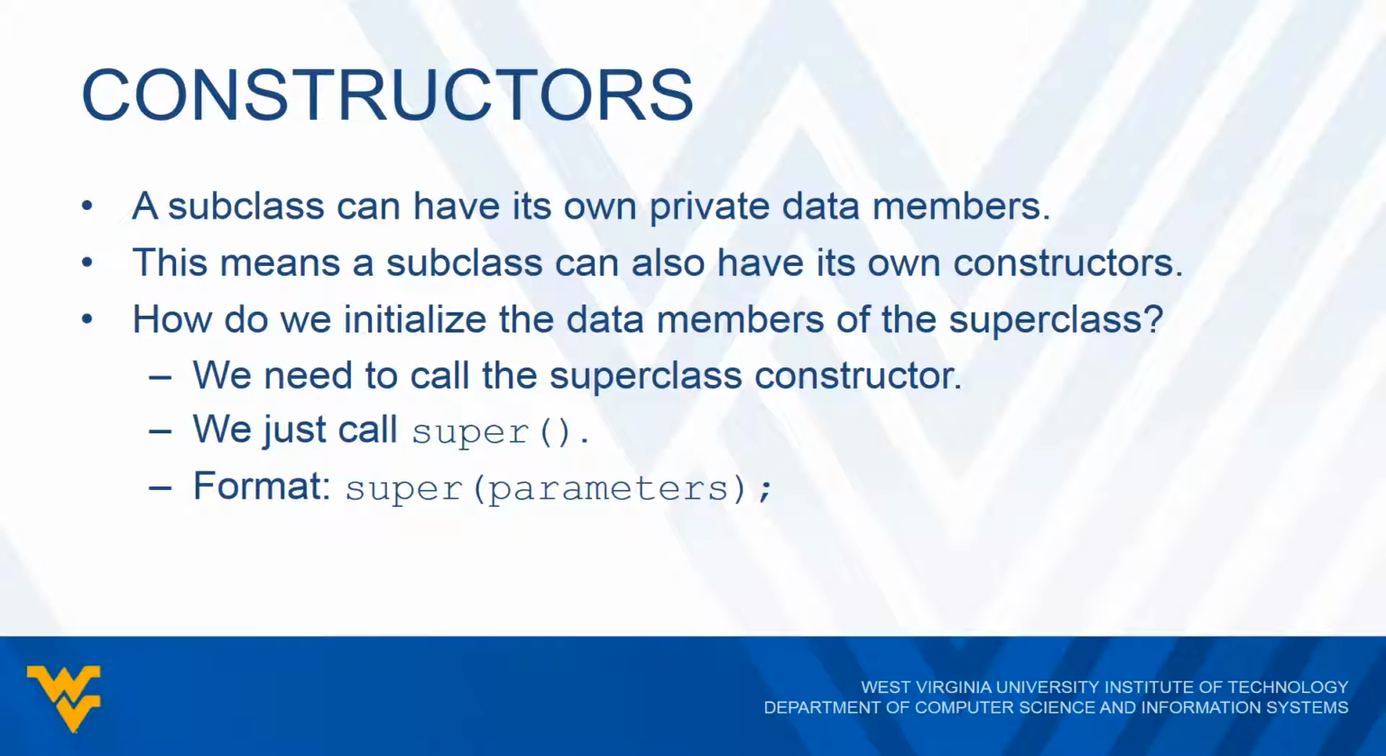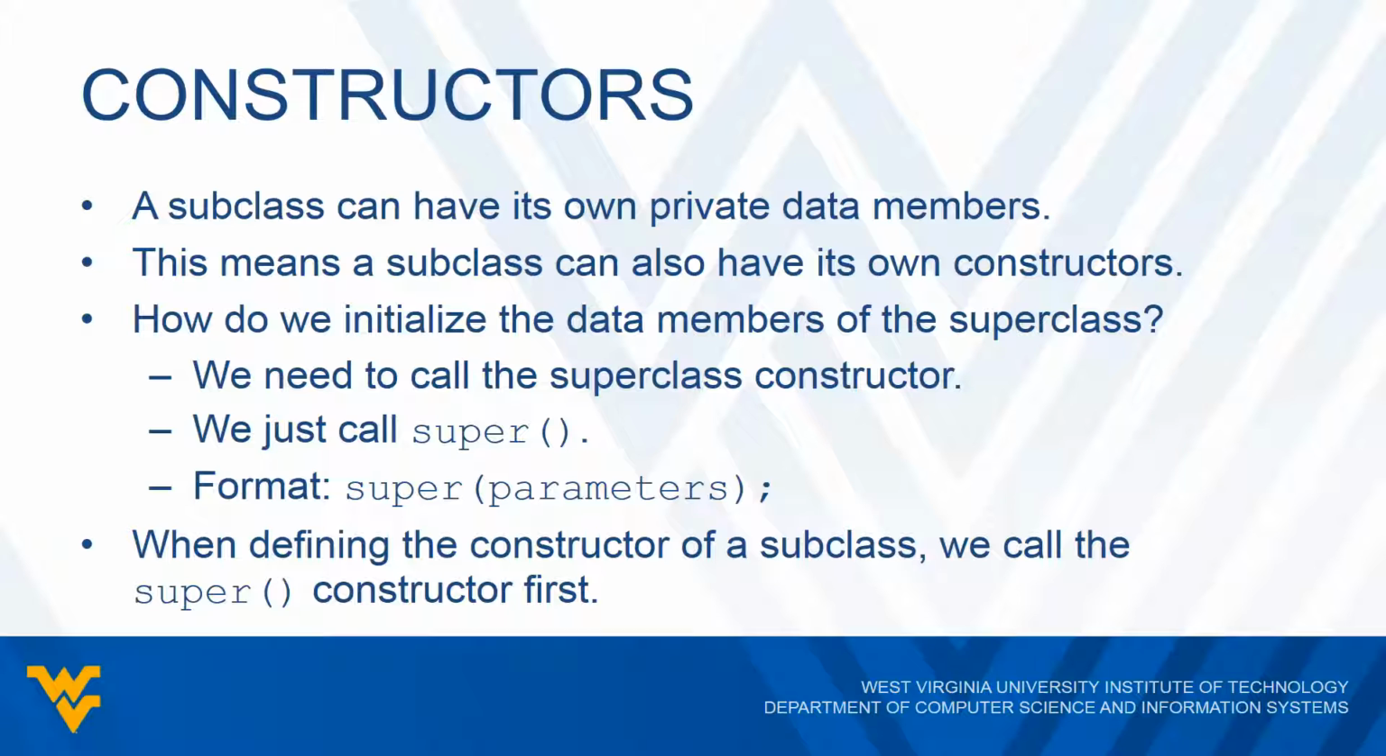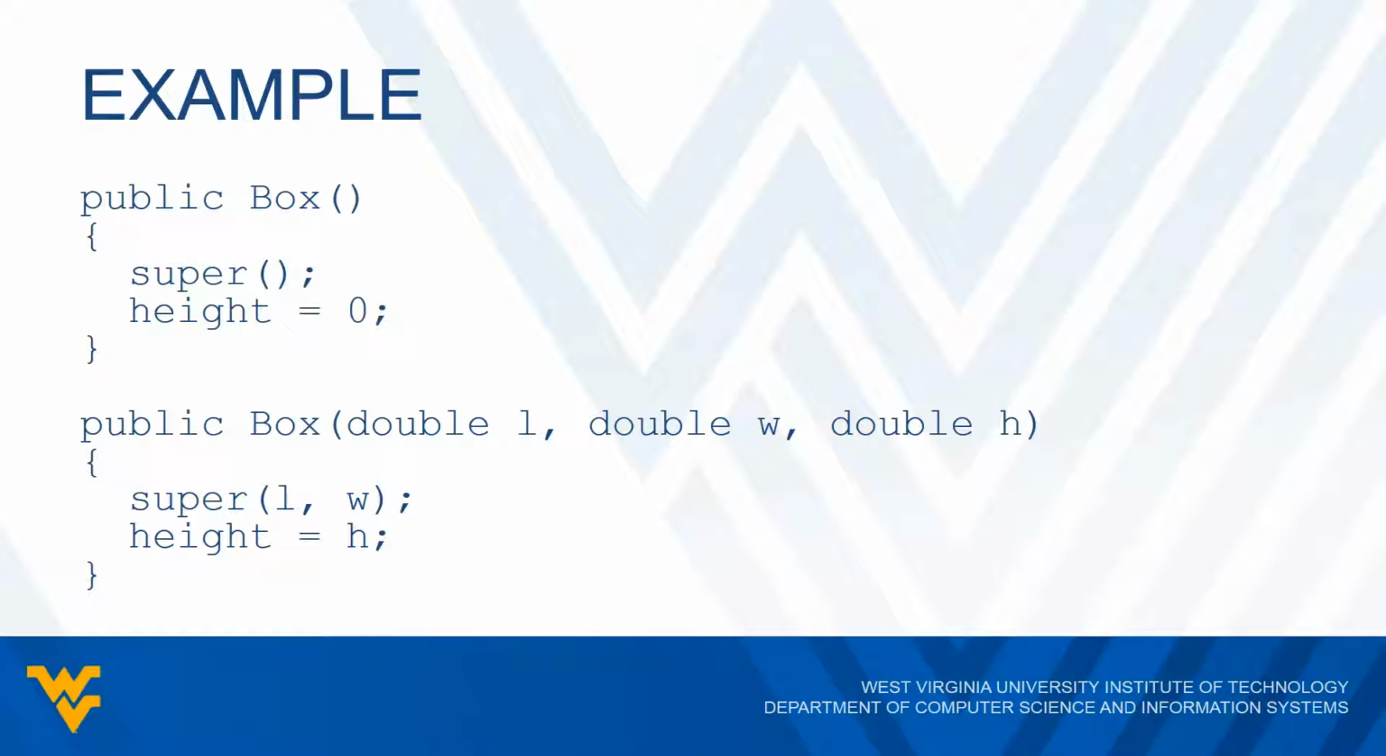So if we were to pass any parameters to the constructor of the superclass, we would include those as well. Now we do need to mention that whenever we're defining the constructor of a subclass, we have to call the super constructor first. You can't save it for the end. So we have to initialize the data members of the superclass first, then we can initialize the data members of the subclass.